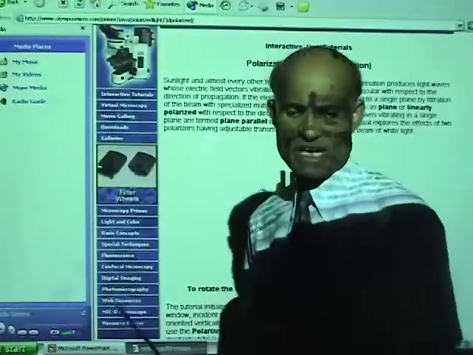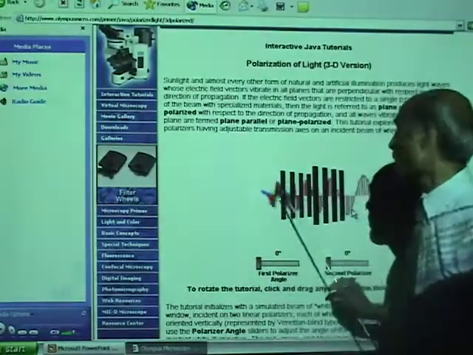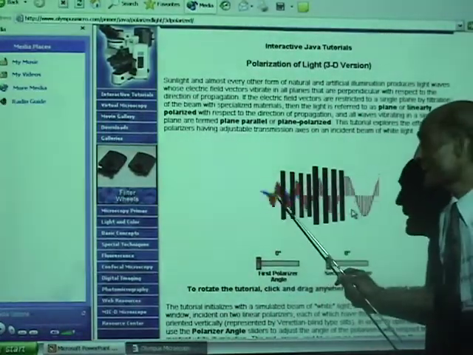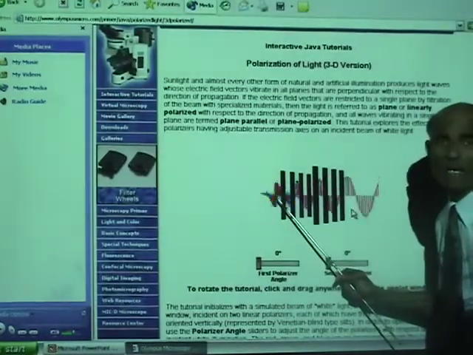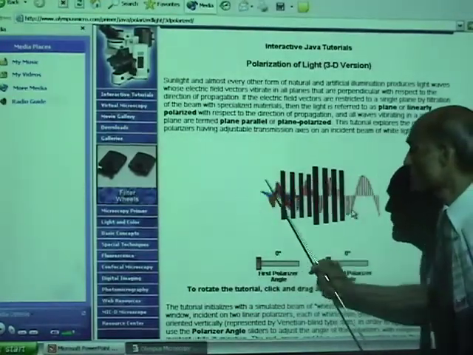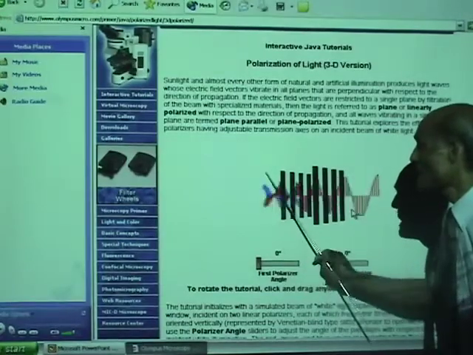Here is a good illustration of polarization. Watch this carefully. On your screen it may not appear very compelling, but what you see here is unpolarized light.